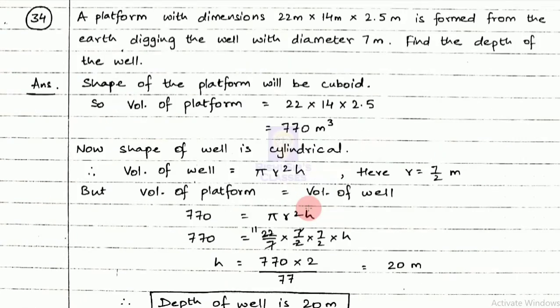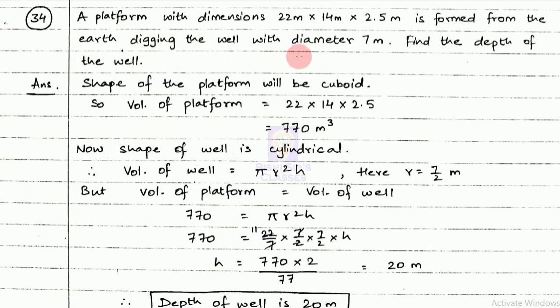Moving on to question number 34. A platform with dimensions 22 meter into 14 meter into 2.5 meter is formed from the earth dug out of digging a well with diameter 7 meter. Find the depth of the well. The shape of the well is cylindrical, that we know. And whenever the term earth digging the well comes, that means the volume of the platform and that of the well will be equal.